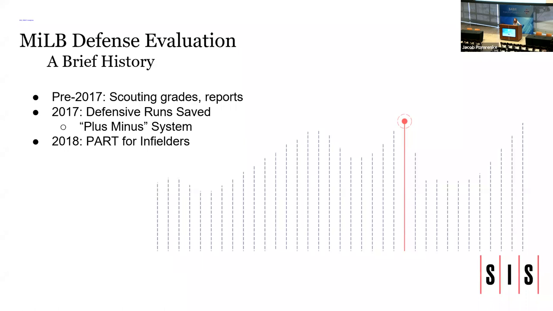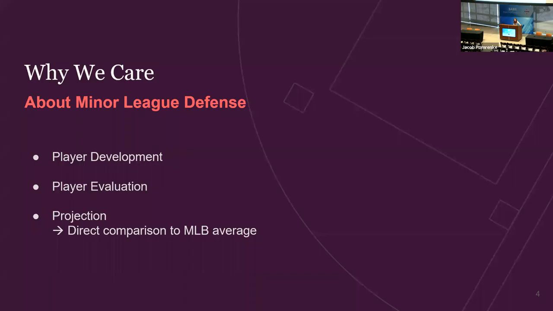But then in 2018, we introduced PART, the PART system, and we only introduced that for infielders, but the difference between the PART and plus minus system is that under PART, we can actually separate a player's positioning ability from their range ability. And as an aside, minor league DRS at the moment is proprietary and exclusive to our team clients, but we will get a taste of it here today. But why do we care?